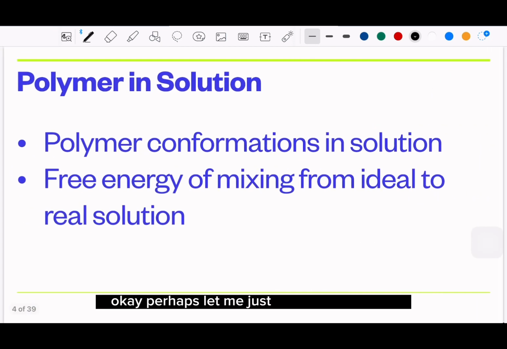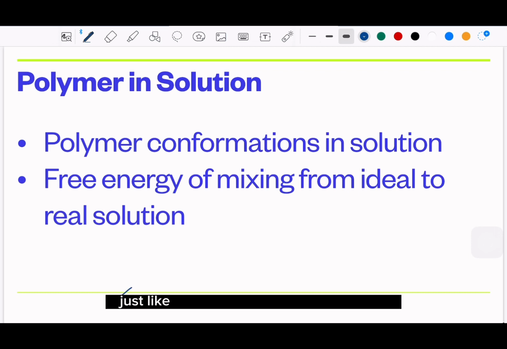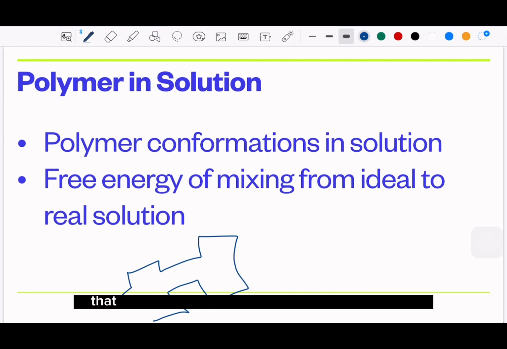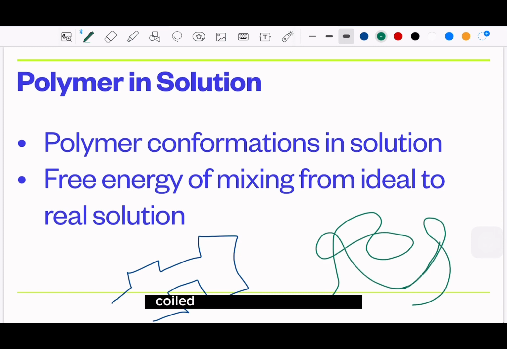Perhaps let me just give you the details. If we take a polymer, for example this random linear chain like that, suppose that this is linear. But in reality, the polymer might be like noodles, right? So it will be coiled randomly like that.